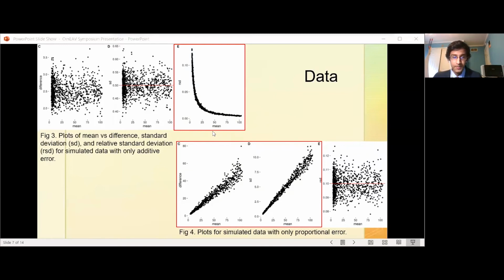And so when you're looking at the constant error graphs, the most important one to notice is the very last one, where you're graphing the relative standard deviation versus the mean. You see a very strong inverse exponential curve pattern, right? And then if you're looking at the one with only proportional error, when graphing the difference versus the mean and standard deviation versus the mean, you see very much y equals x graphs, just a linear line.